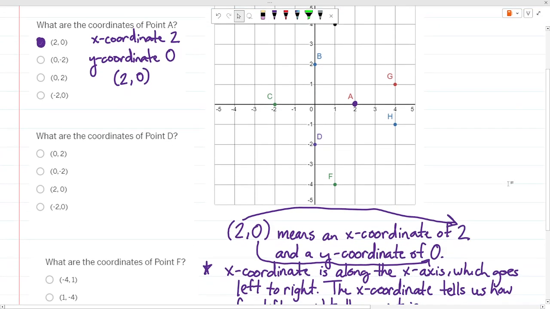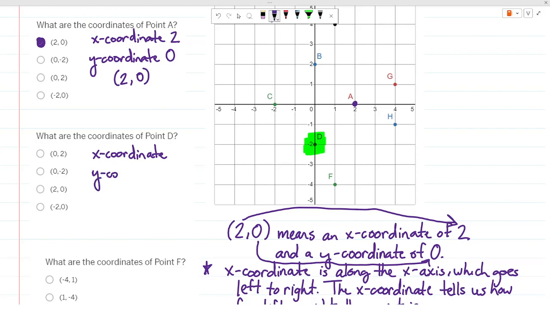Now let's look at what are the coordinates of point D. Let's find point D, and I'll highlight it. It's right here. First, let's figure out its x-coordinate. This is a good routine. When you're trying to figure out the coordinates of points, try to be methodical and think, okay, x-coordinate, y-coordinate, because then you're more likely to get that order right. People mess this up all the time. They get them flip-flopped.